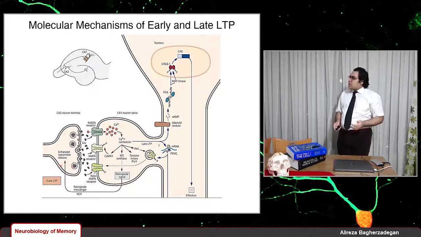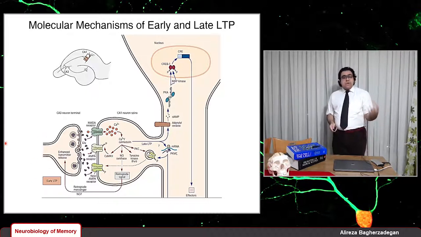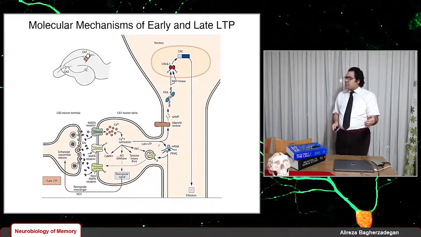So let's see what we have. I told you that in order to induce early LTP at a synapse, we use one train of tetanic stimulation that lasts 1 second at a frequency of 100 hertz. So it's a very high frequency stimulation.